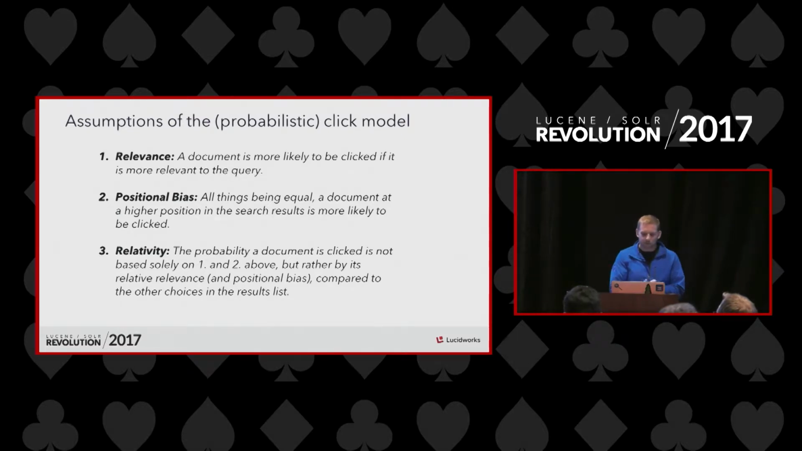And the last one is that the relevance or the probability of click of a document isn't measured on its own. What matters is both the relevance and the position of each document compared to the other documents that are shown, right? I'm more likely to click on the most relevant document and not just any relevant document. Okay, so those are the 3 assumptions we want to build into this model.